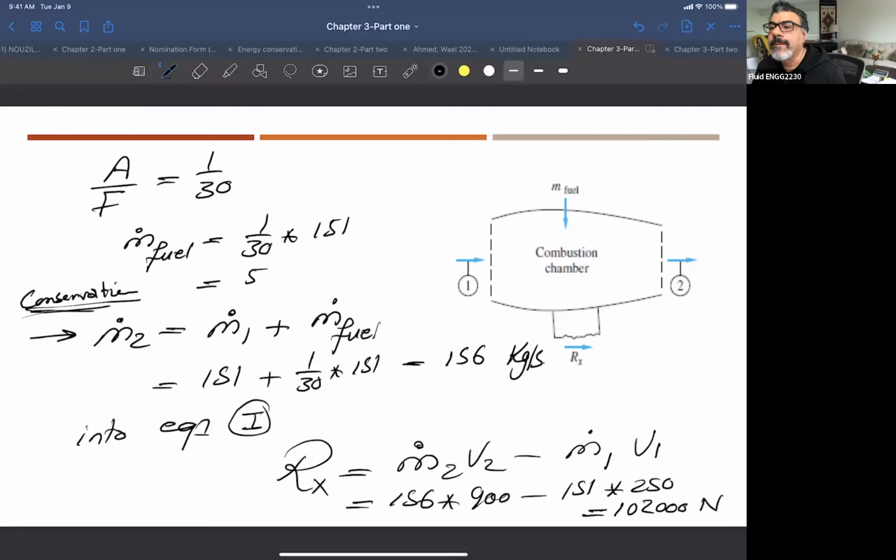1/30. You have it flipped? What do you mean, flipped? Don't make me confused. What do you mean? Air to fuel ratio? Oh, sorry. Air to fuel ratio is 30, or fuel to air ratio is 1/30. Thank you, guys, I'm moving fast today. So air to fuel ratio is 30, or fuel to air ratio is 1/30. But the answer is correct. M fuel here is 1/30 of the air. So we have 102 kilonewtons.